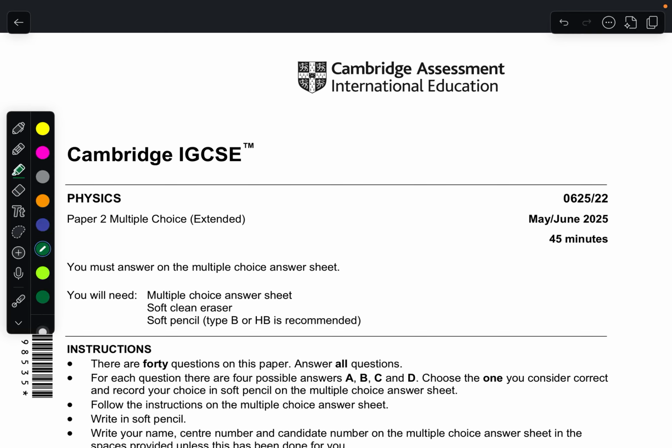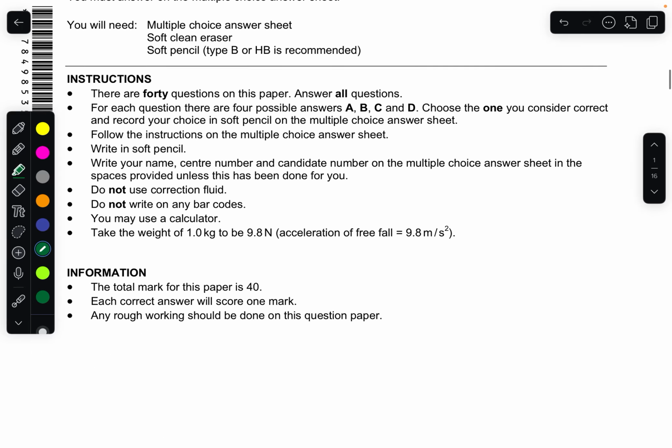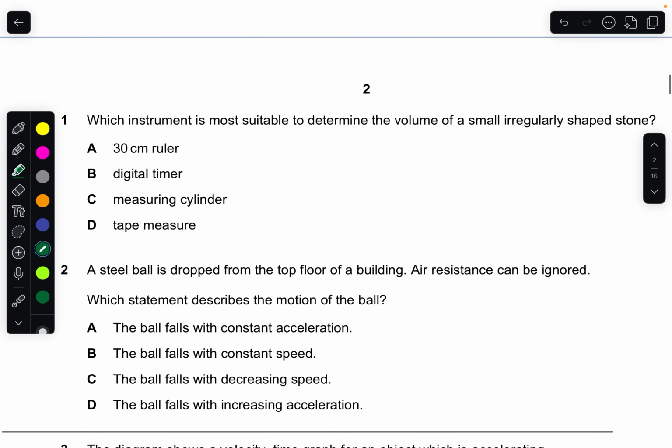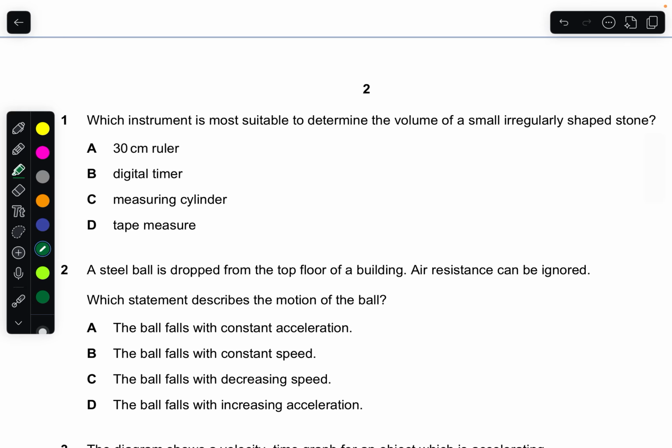Everyone, in this class we are going to solve another past paper of variant 22 May June 2025. Okay, so let's start with the first question. Which instrument is most suitable to determine the volume of a small irregular shape object? Whenever they say irregular shape object, we need a measuring cylinder for it.